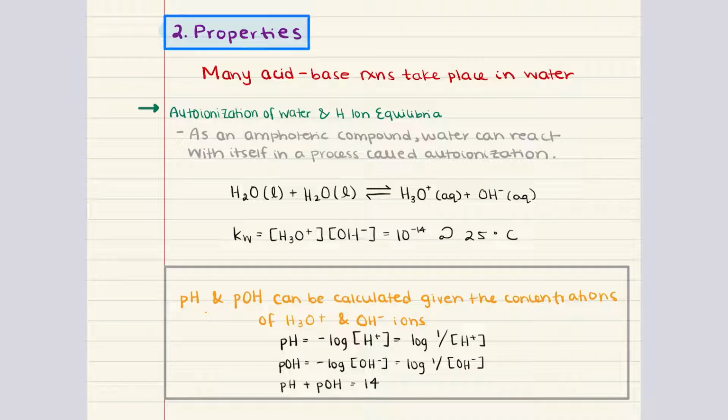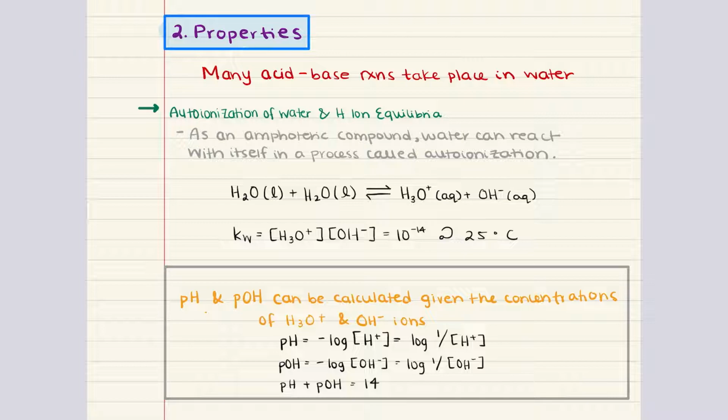Today we're going to be continuing our lecture on acids and bases, and we've made it to the second objective. Here we're going to cover properties of acids and bases. Now, acids and bases are usually characterized according to their relative tendencies to either donate or accept hydrogen ions. Furthermore, aqueous acid and base solutions can be characterized according to their concentrations of hydrogen and hydroxide ions.